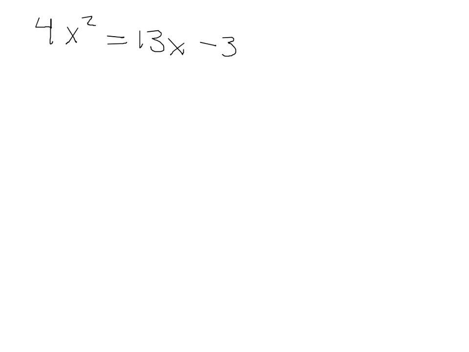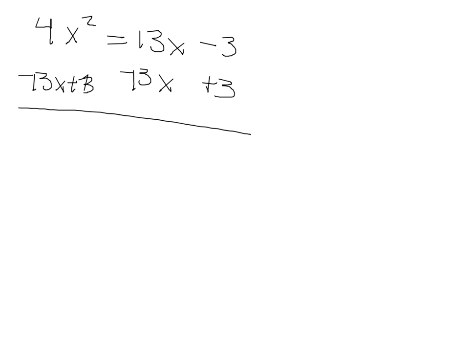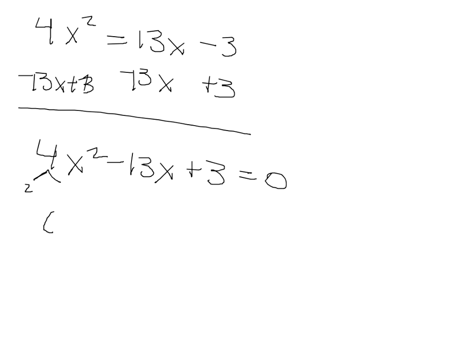So here I have 4x squared equals 13x minus 3. So what I'm going to do is move both terms to the other side. And I get 4x squared minus 13x plus 3 equals 0. Now I got to figure out how to factor. 4 can factor into 2 and 2 or 4 and 1. 3 only factors into 3 and 1.